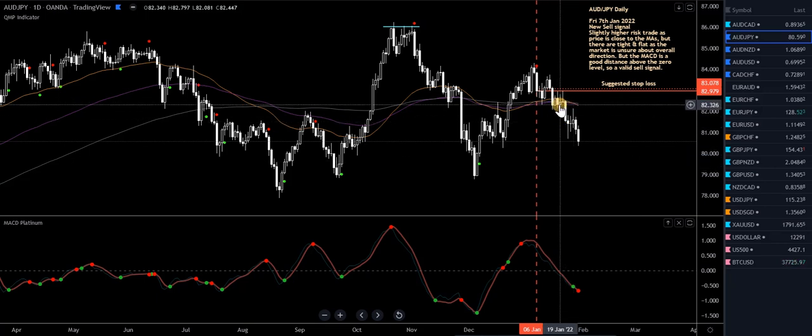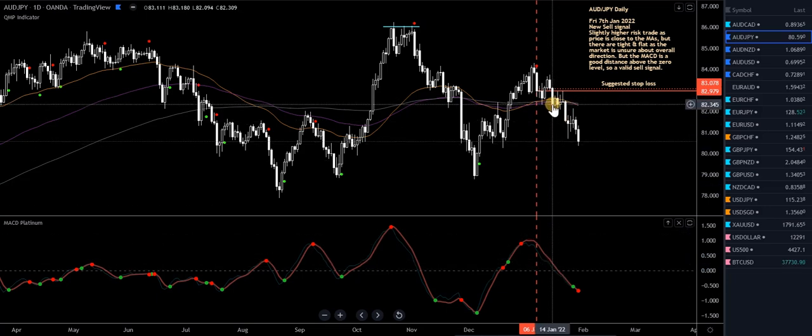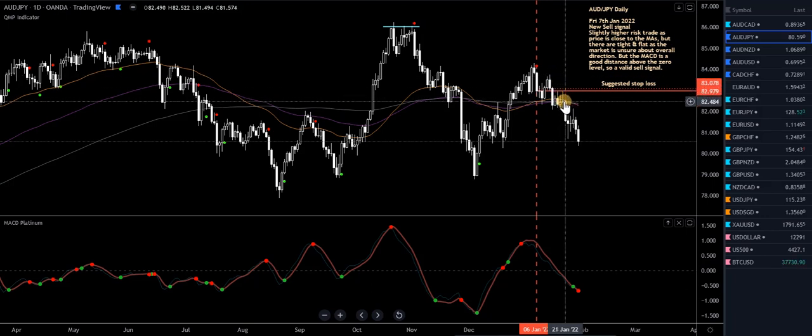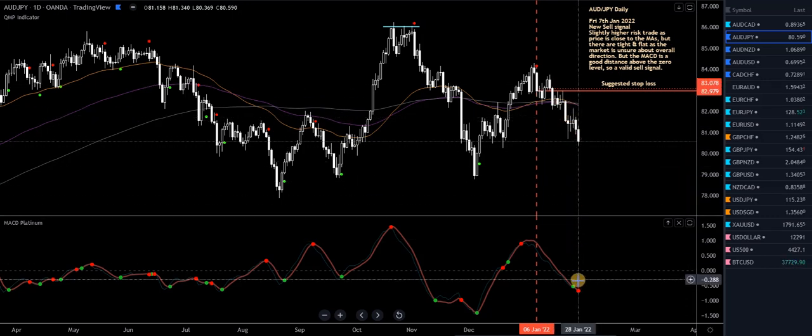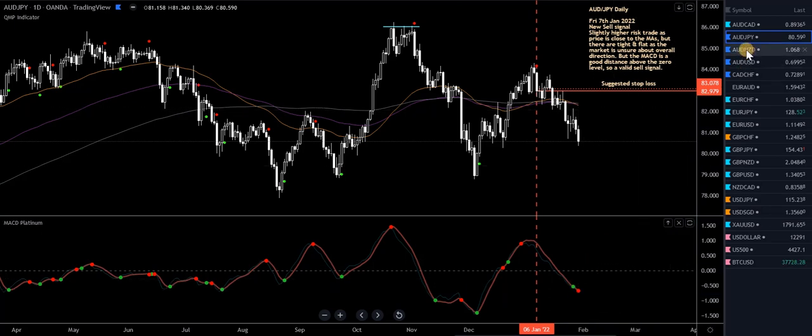We got sort of stuck around when the MACD Platinum went through the zero level. We're sort of stuck in this area on the MA. It's a good time to maybe tighten up the stop, and we get this big bearish candle down. If you hadn't closed half already, that's a good time to take half off the table and tighten up the stop. We're just heading down now. Last thing was a red dot on the MACD Platinum below the zero, looking good.